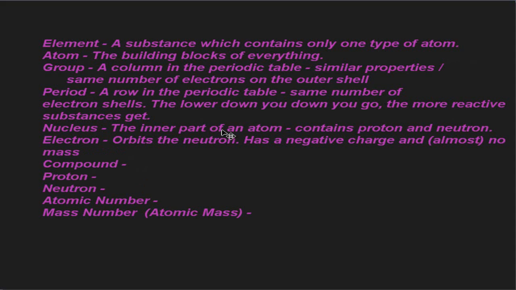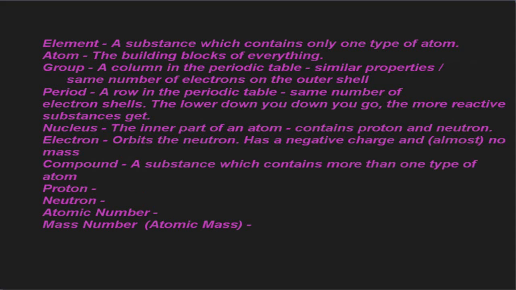And then compound is, oh, we haven't been through compounds, have we? Compounds are when atoms chemically bond together. So a compound is a substance which contains more than one type of atom chemically bonded together. That's all you need to know. We'll go more in depth with compounds later, but that's all you need to know for now.